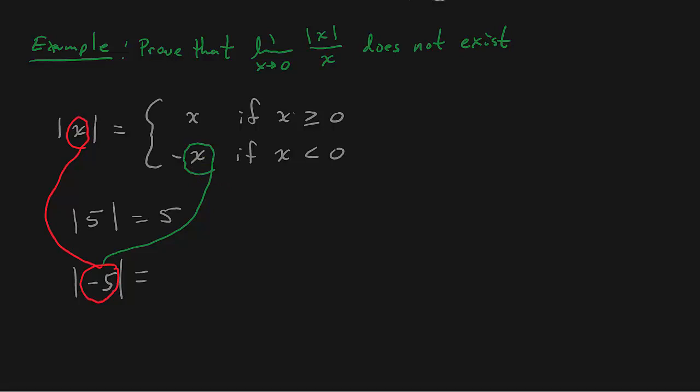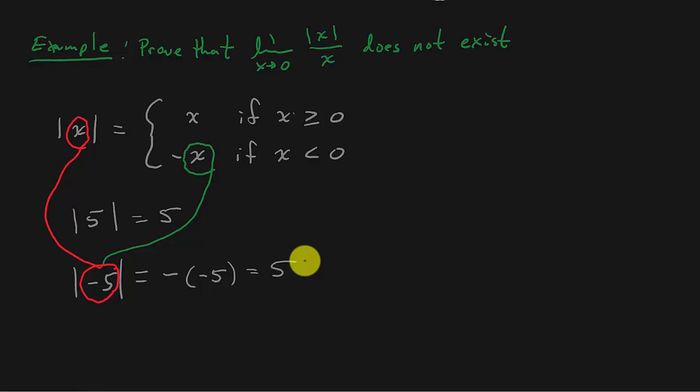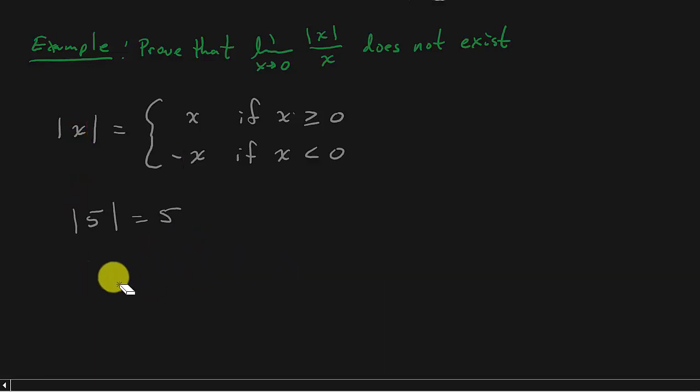And so this is going to equal, well, the negative. And then I plug negative 5 in for x, so that's negative negative 5, and the negatives make a positive. Okay, that's what you're doing when you're finding the absolute value of a number. It never comes out to be negative. It always comes out to be positive. Okay, all right, so now we've got to use this to prove this limit does not exist.